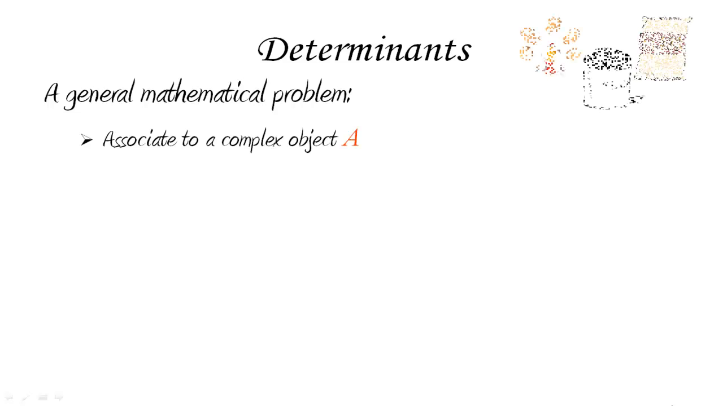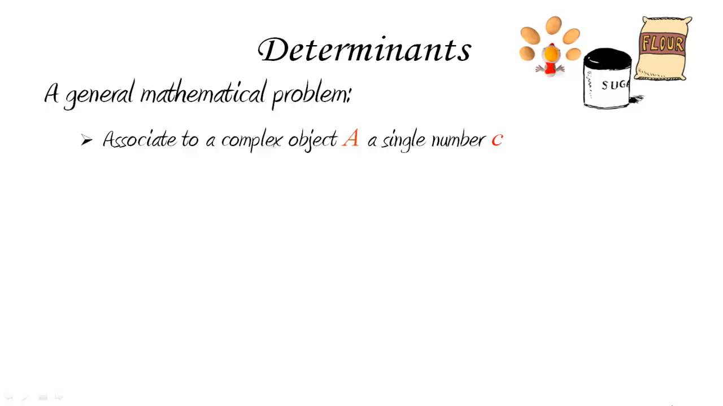So let's see, first of all, what is it that we're trying to accomplish? We're trying to address a fairly general mathematical problem, one that you've already seen in many situations, although perhaps it has not been presented to you that way, and that you're going to see again. What is the problem? The problem is to associate to some kind of complex mathematical object A, which I'm representing here by eggs, flour, and sugar, something fairly complicated consisting of several things or with a fairly complex structure, a single number, C.